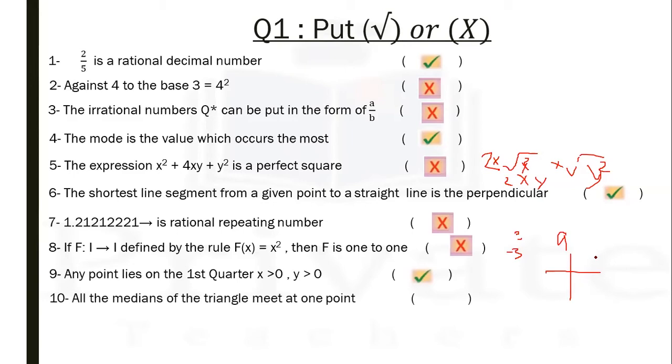Number 10, all the medians of the triangle meet at one point. Yes, this is true. This is a theorem, the fourth theorem in chapter 4, transversals and medians. All the medians meet at one point, and we call this point the centroid, and it divides the median by the ratio 2 to 1 from the vertex side. That means this information is true.